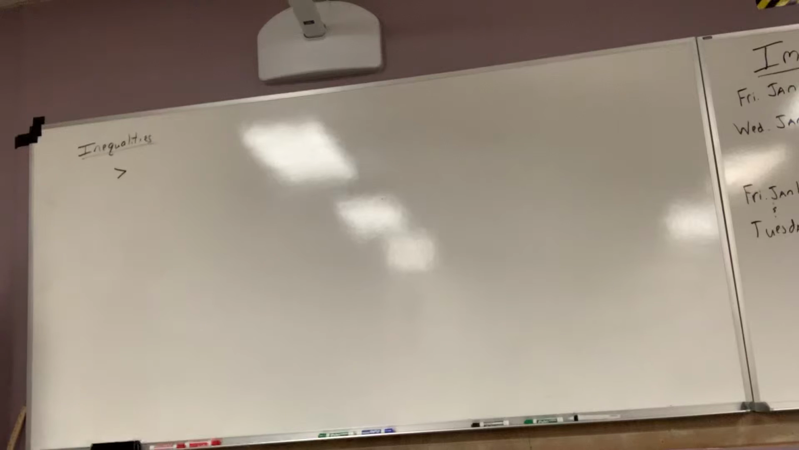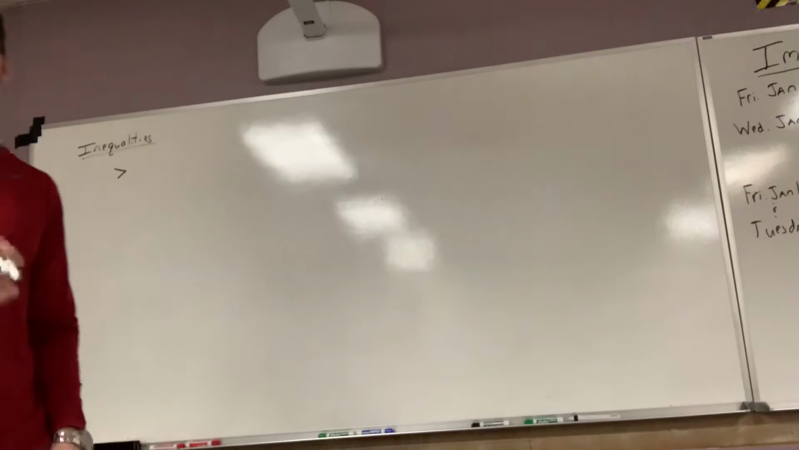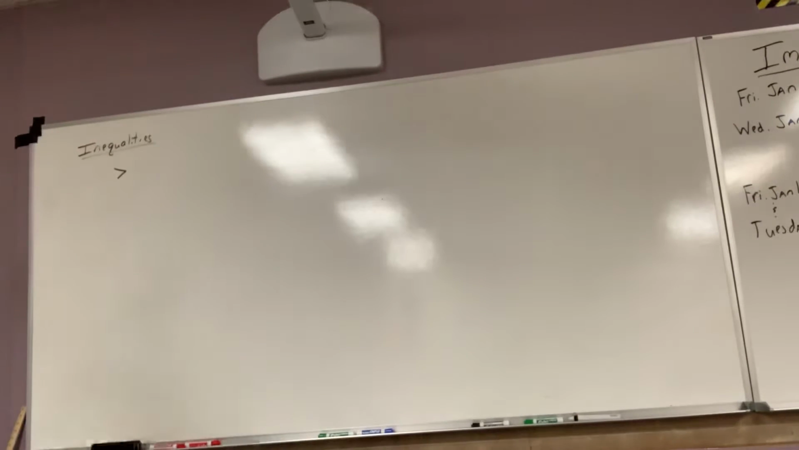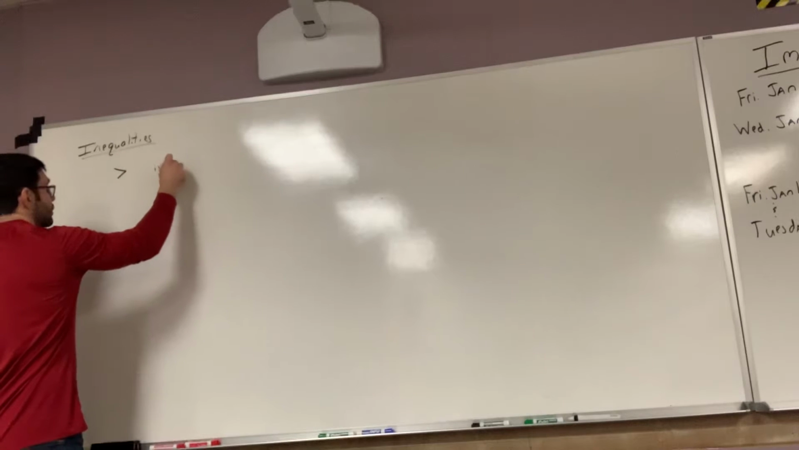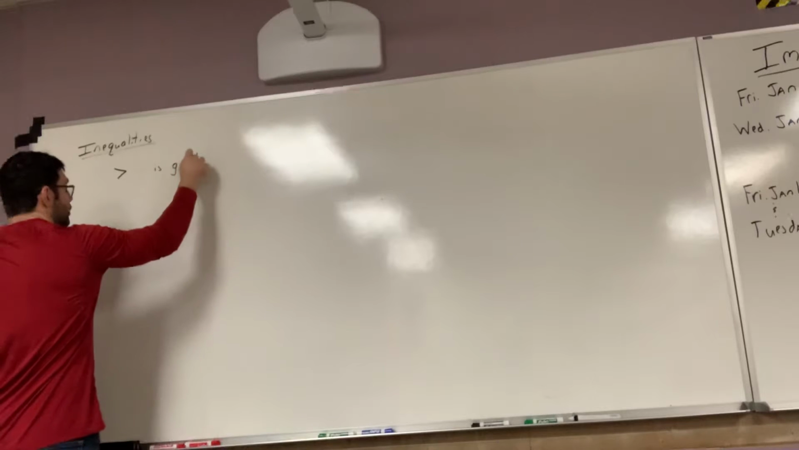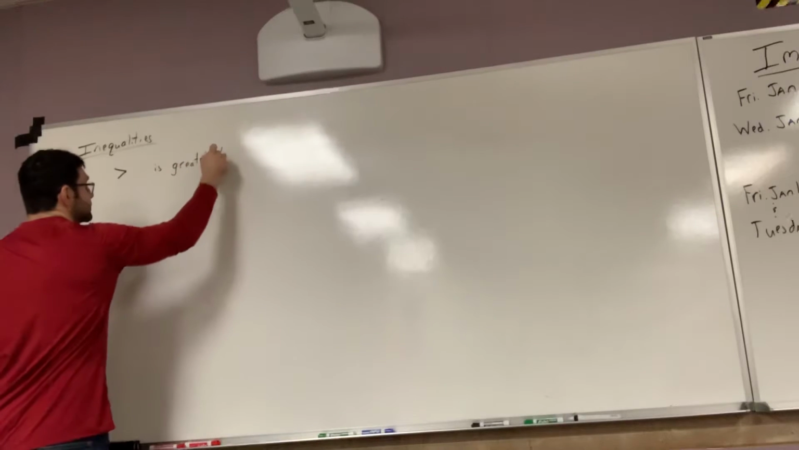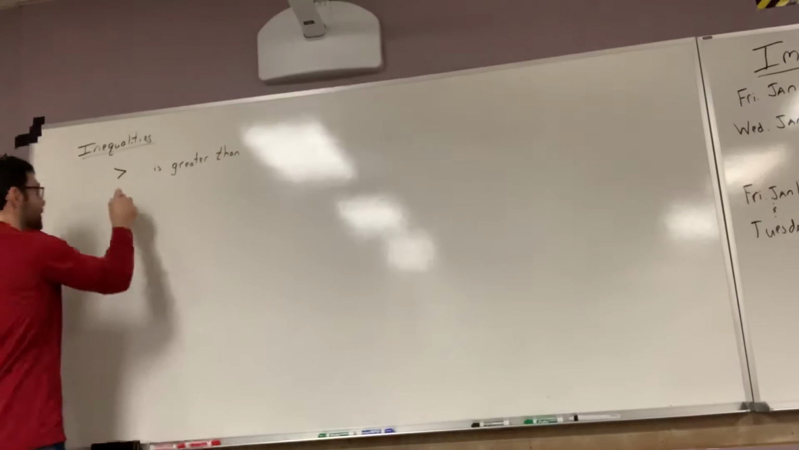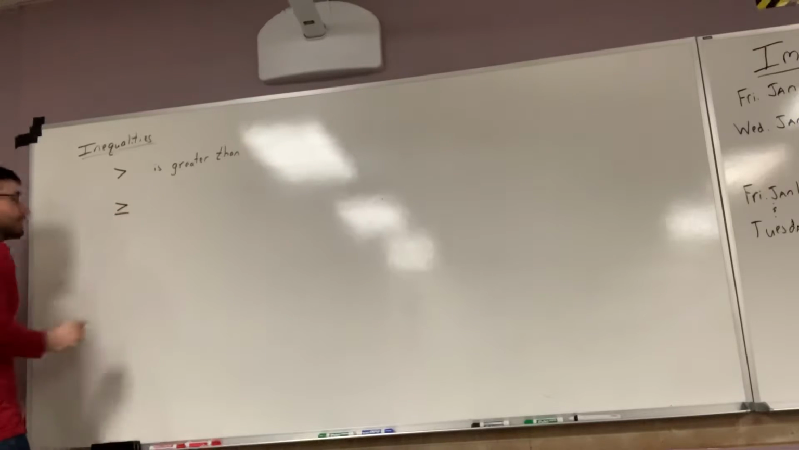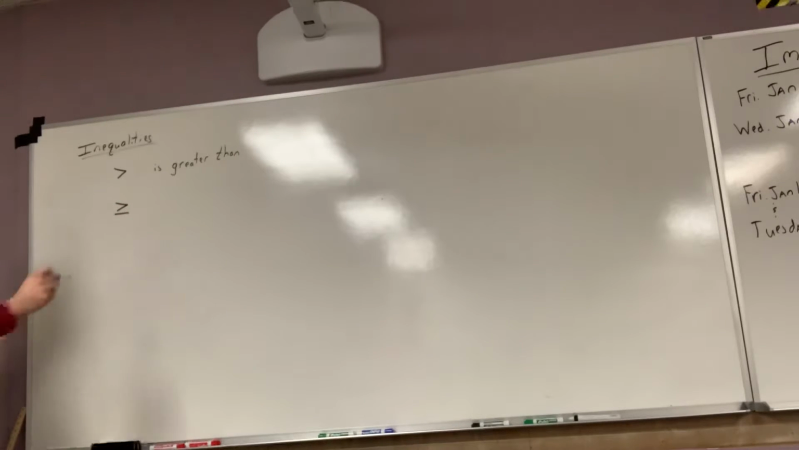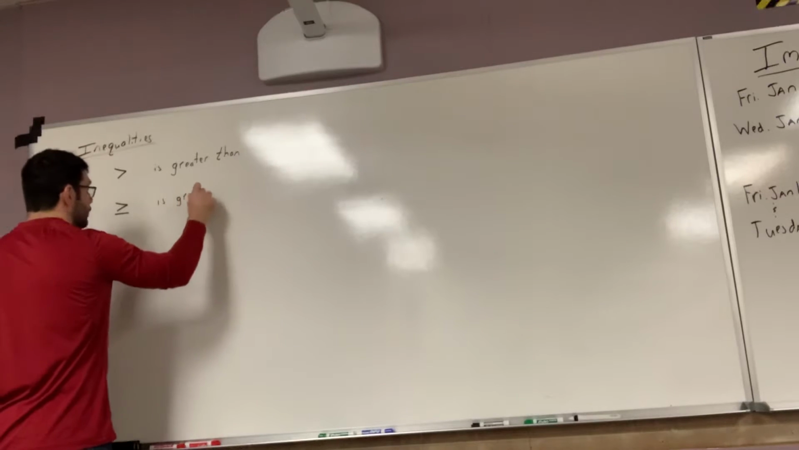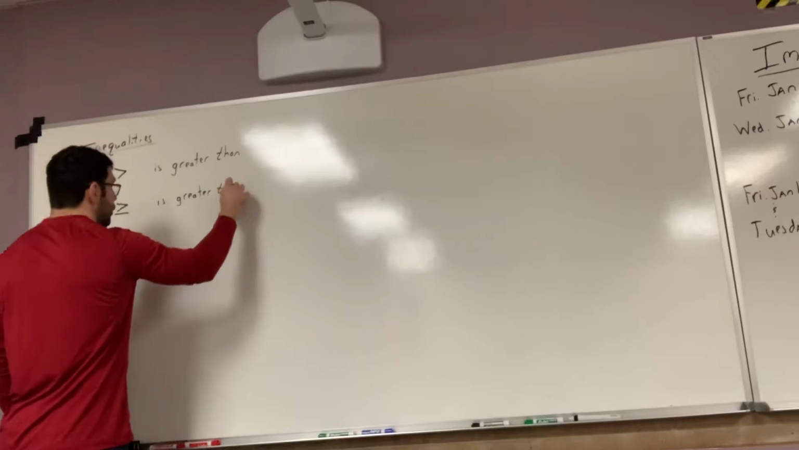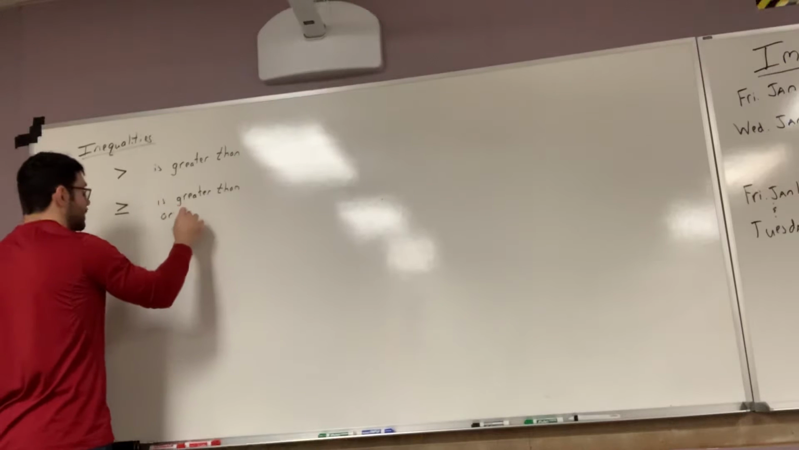So this symbol right here, can we see that? Because I've got this new tripod that I'm using and I'm trying to make sure that we can see everything. So this symbol right here, make sure that you use the words is greater than. When we have the symbol with a straight line underneath it, that means is greater than or equal to.